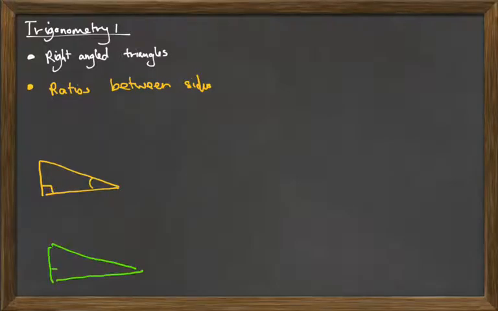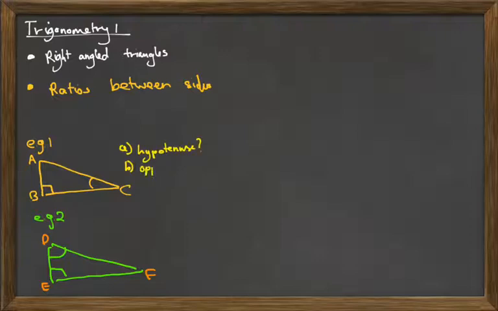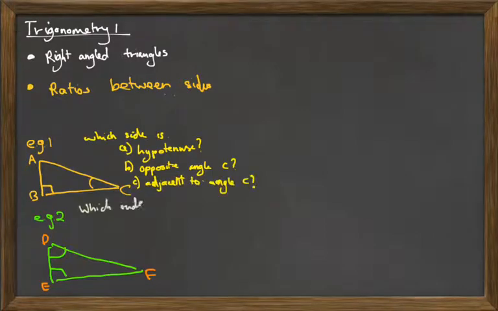Before we look at the ratios, we'll just start with some terminology. It's important that you know some of the terminology for trigonometry. So we've got two examples here. We're labeling the points A, B and C. These questions will become clear in a second. Let me just write them all down.